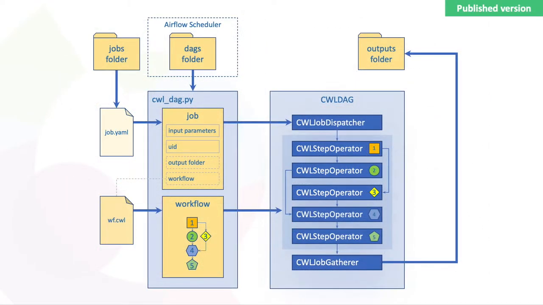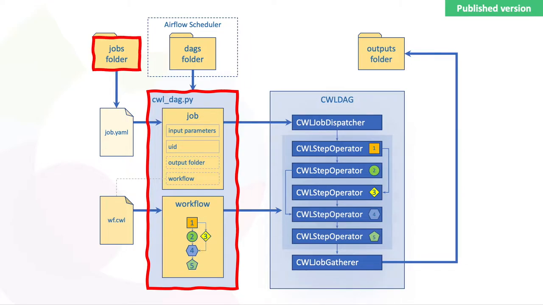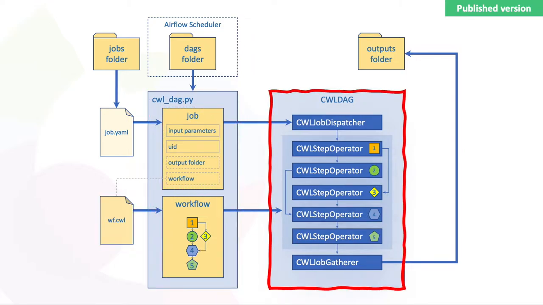Here we can see how the original version of CWL-Airflow works. Briefly, when the Airflow Scheduler imports DAGs from the DAGs folder, it also loads a special CWL DAG Python file. This file knows the location of the jobs folder, from where it can read new job files. When parsed, a new job file points to the location of the workflow to be executed. After loading the workflow, a new instance of the CWL DAG class is constructed. It reflects the workflow structure as a combination of step operators.